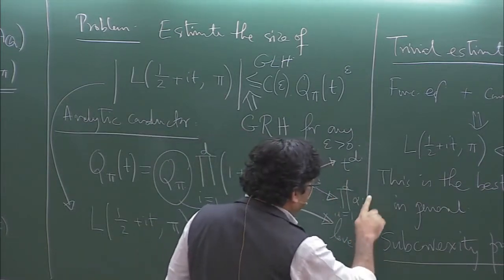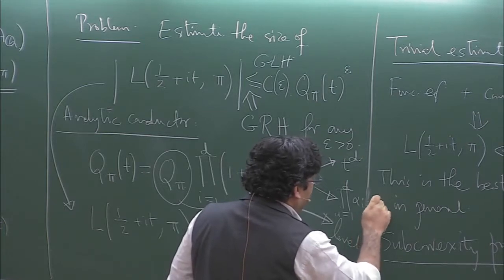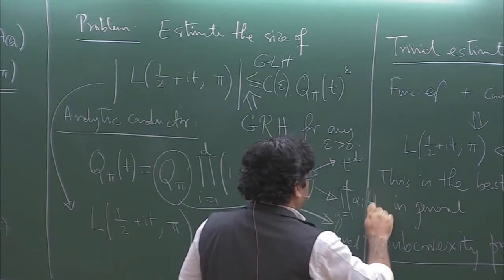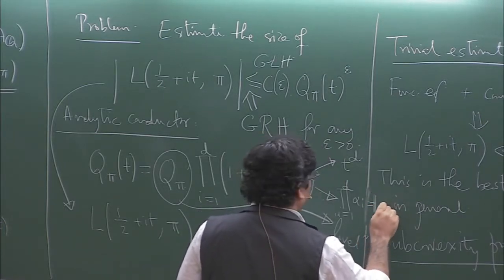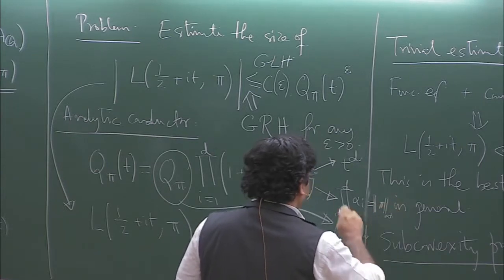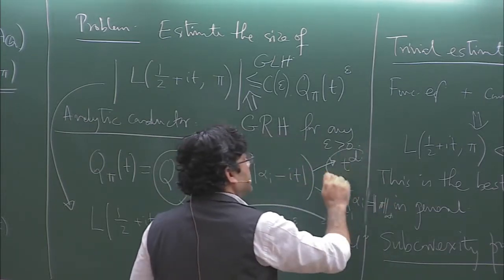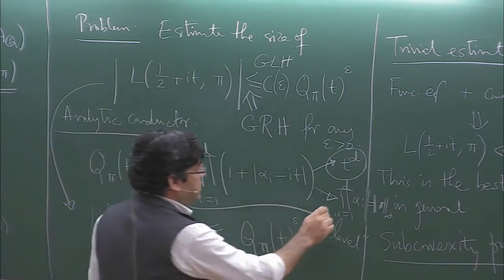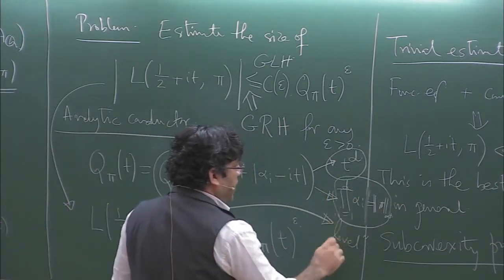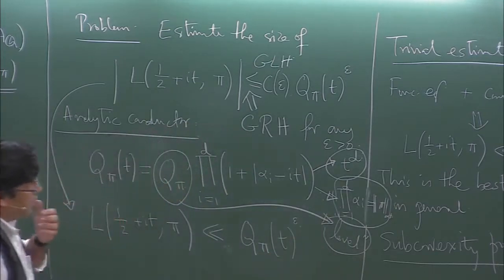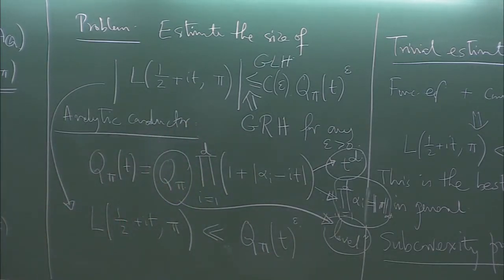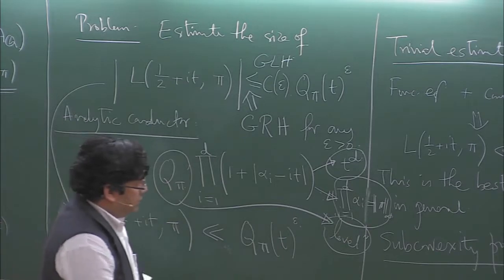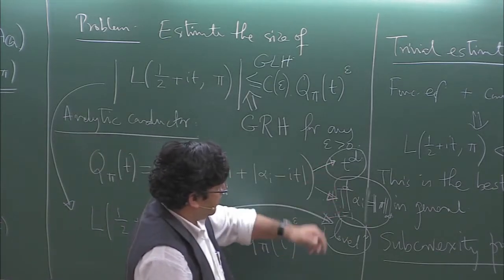Okay? So this I'll denote by the norm of pi at infinity. This is called the t part of the conductor. This is called the spectral part, and this q pi is the level part. And in some cases in subconvexity, you'd like to fix two of the parameters and vary one of them.